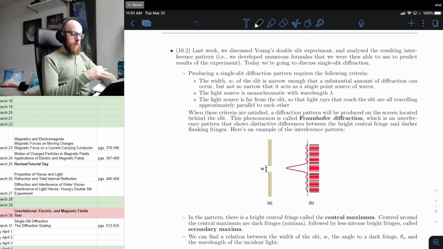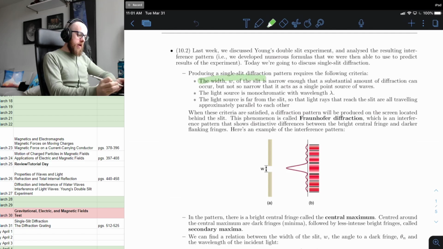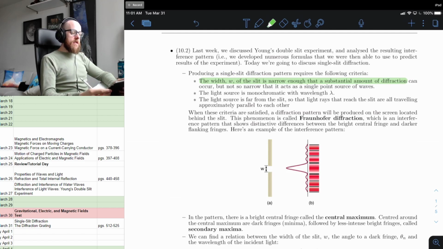The width of the slit determines whether or not you're going to get a diffraction pattern, okay? So the first criterion here is that the width of the slit is narrow enough that a substantial amount of diffraction can occur, but not so narrow that it just acts as a point source, okay?